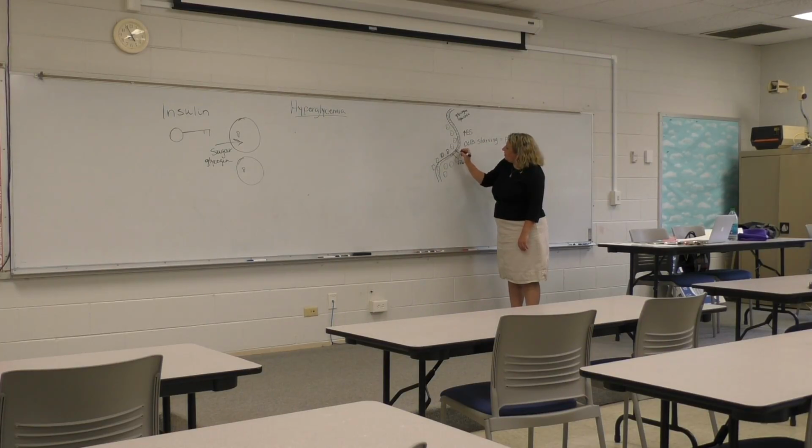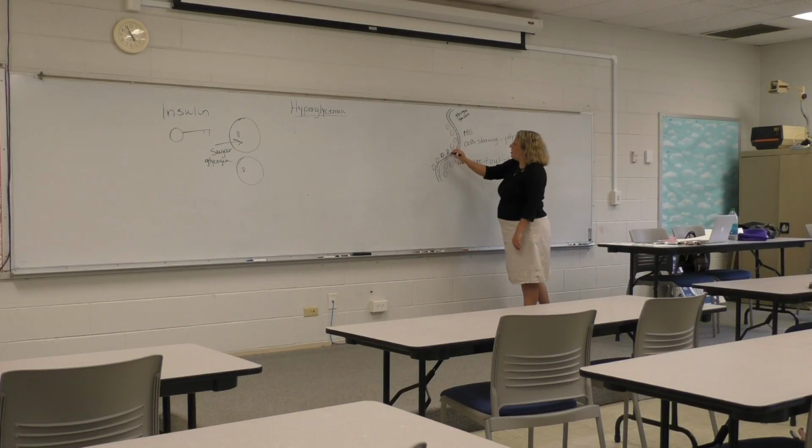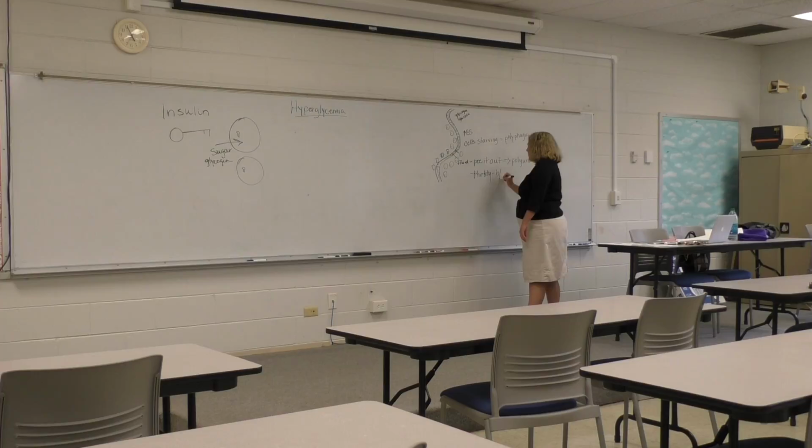So I've got all this fluid in my vascular space, so what am I going to do? Pee it out. So that's why I've got the polyuria. So now if I have no water in my cells or in my interstitial space, well then now I'm thirsty. Because I'm dehydrated.